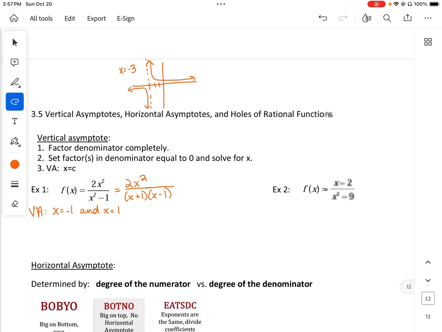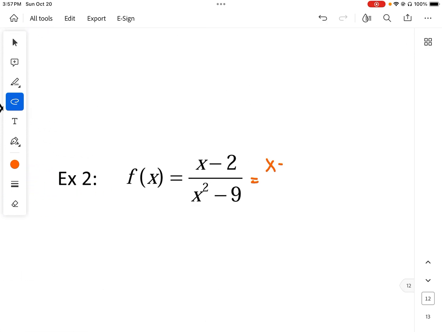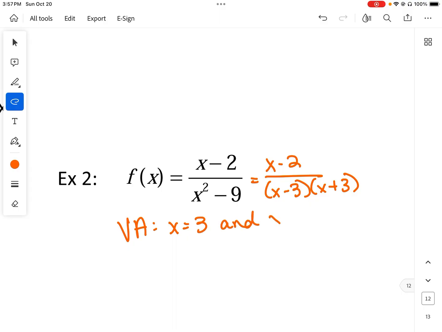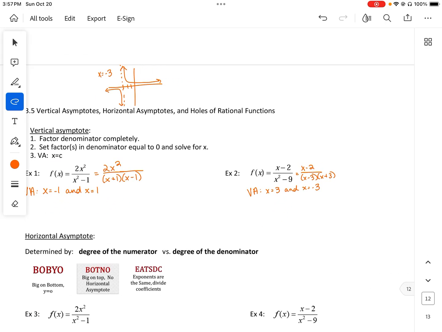Okay, let's look at our next one. X minus 2. This is also difference of squares, so this is x minus 3, x plus 3, vice versa. But your vertical asymptotes are at x equals 3 and x equals -3. Okay, so make sure you don't write x equals 3 comma -3, because each of these are lines, and lines must be written as x equals a number and not just as x equals 3 comma -3.